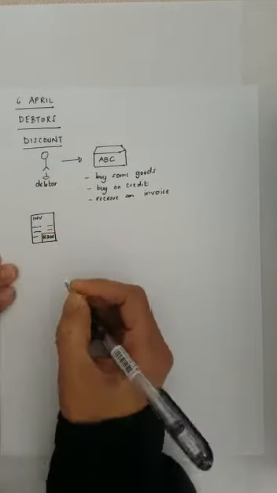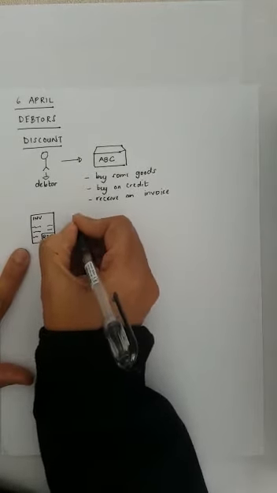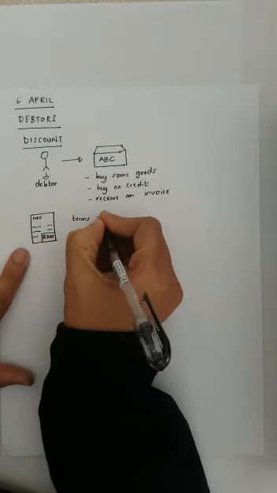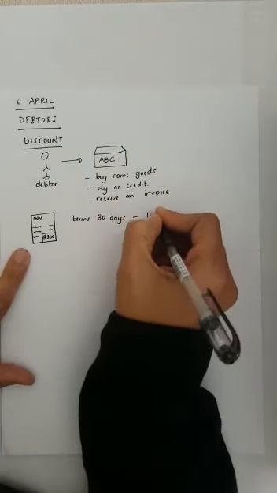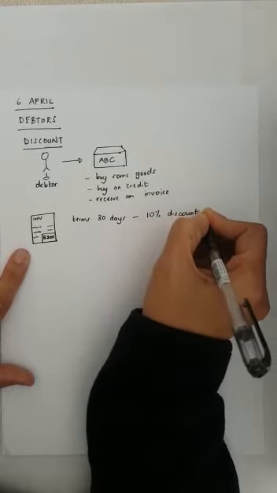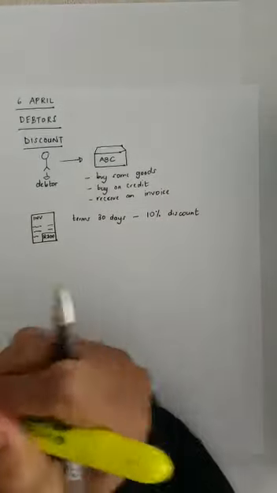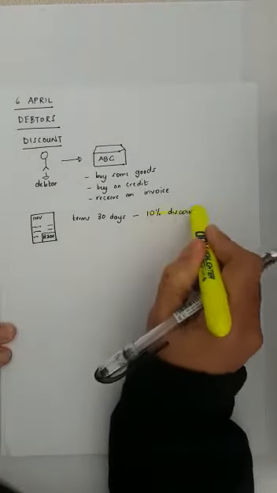So if we look at our invoice here, we are owing 300 Rand, and then you may see terms: 30 days, 10% discount. Okay, and this is what we're concentrating on today. So I've got 30 days, 10% discount.